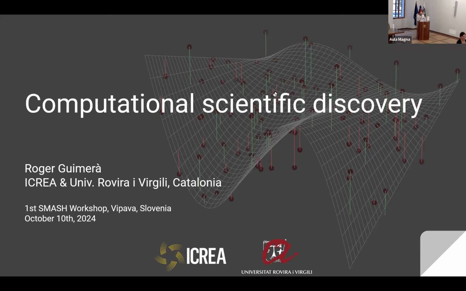So instead, very timely, this whole workshop and hopefully the talk as well. The talk is going to be about computational scientific discovery, which means to me how a physicist, or a bunch of physicists, try to teach computers to find mathematical models from data. Okay, so this is what the talk is going to be about.